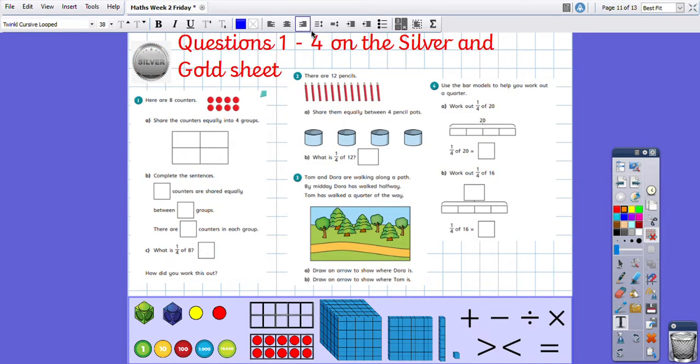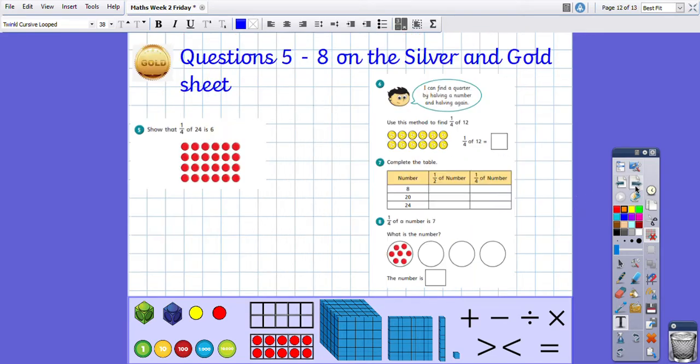Silver, you are doing questions 1 to 4. You've got to share some counters, complete the sentences and tell me how you worked it out. Share the pencils between the pots. Look and draw arrows on the picture, and then use the bar models a bit like I just did in the last workings out to help you answer those questions.